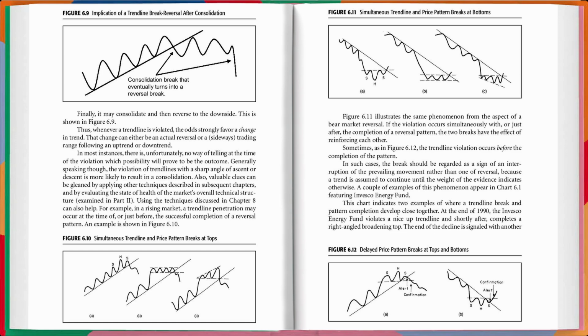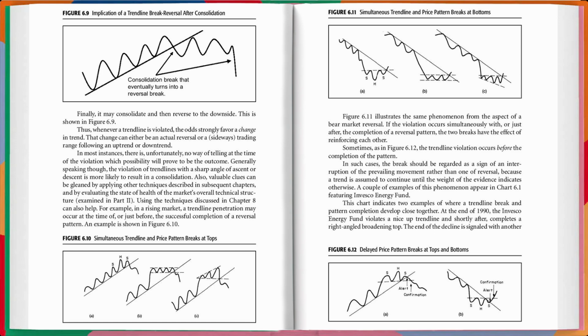An example is shown in Figure 6.10. Figure 6.11 illustrates the same phenomenon from the aspect of a bear market reversal. If the violation occurs simultaneously with, or just after, the completion of a reversal pattern, the two breaks have the effect of reinforcing each other.